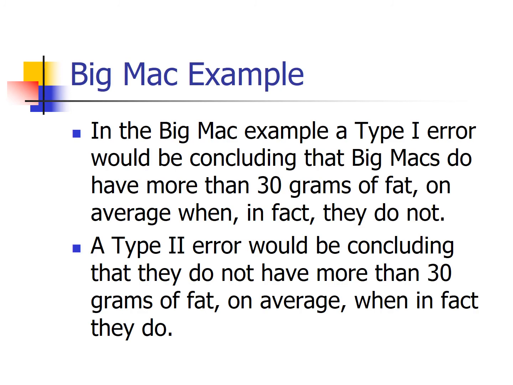So, in terms of the Big Mac examples, a type 1 error would be concluding that Big Macs do have more than 30 grams of fat on average, when in fact they do not. A type 2 error would be concluding that they do not have more than 30 grams of fat on average, when in fact they do.